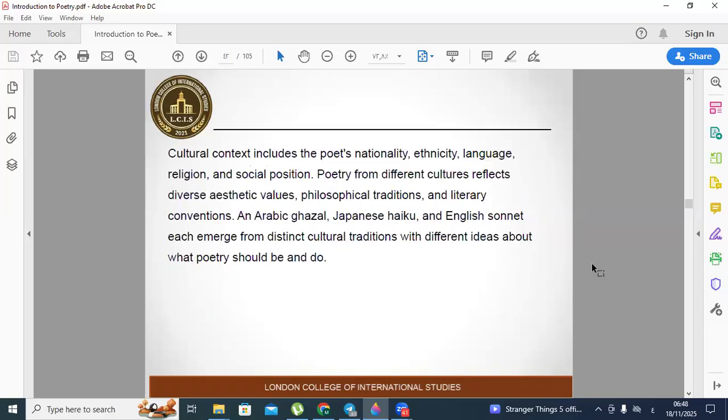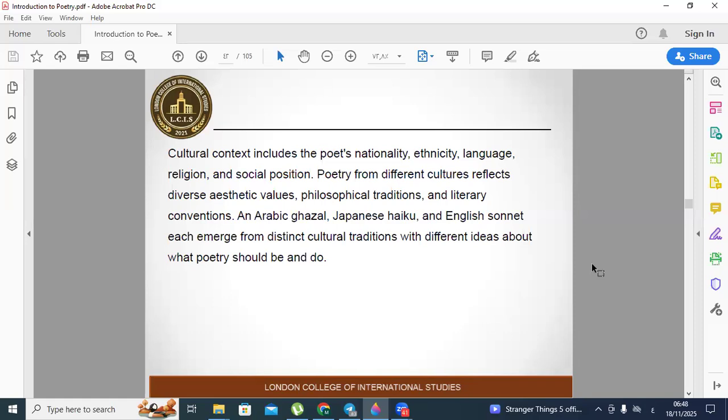Cultural context includes the poet's nationality, ethnicity, language, religion, and social position. Poetry from different cultures reflects diverse aesthetic values, philosophical traditions, and literary conventions. Arabic ghazals, the Japanese haiku, and English sonnets each emerge from distinct cultural traditions with different ideas about what poetry should be and do.